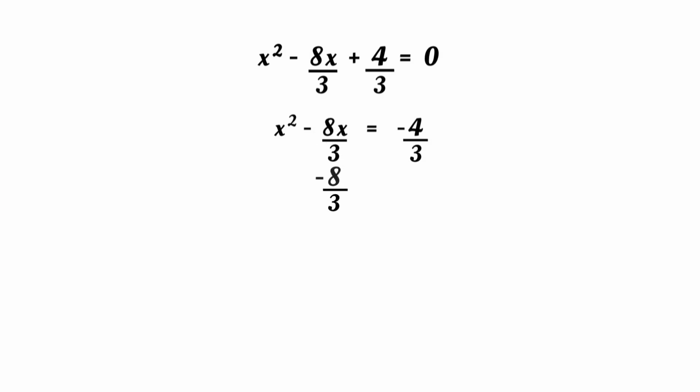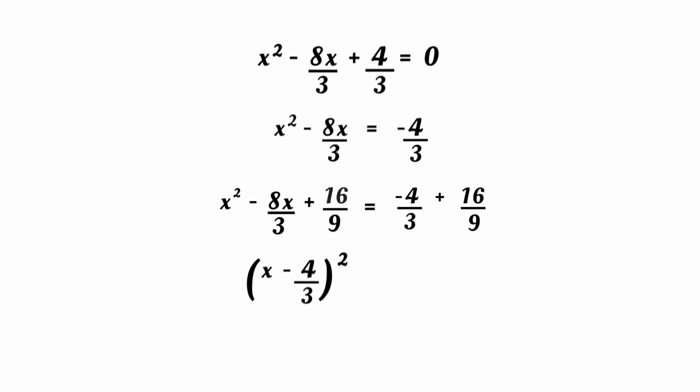Next take the coefficient of x, divide it by 2, square it and add it to both sides. On the left, (x - 4/3) whole squared. On the right, 4/9. After the square root, x - 4/3 is plus or minus 2/3, giving two values of x: 2/3 and 2.